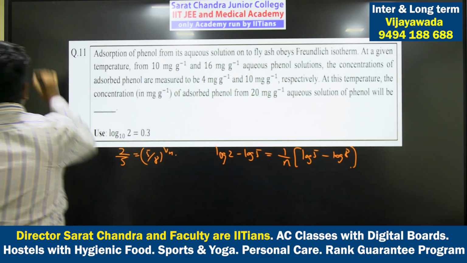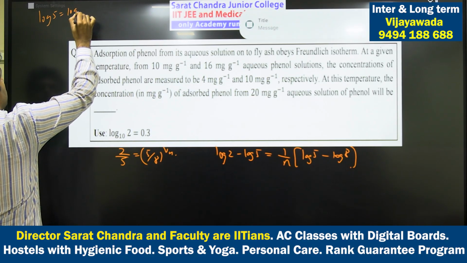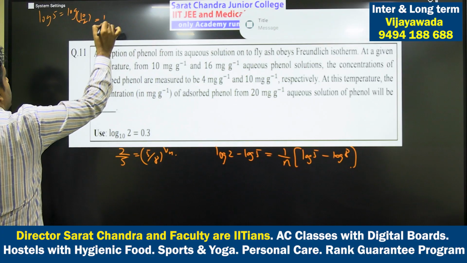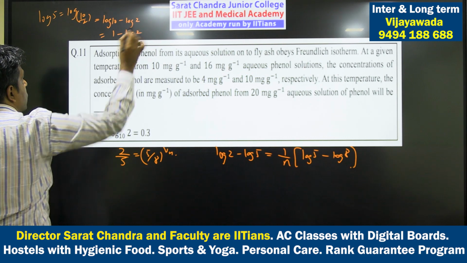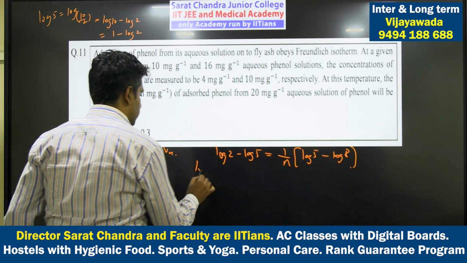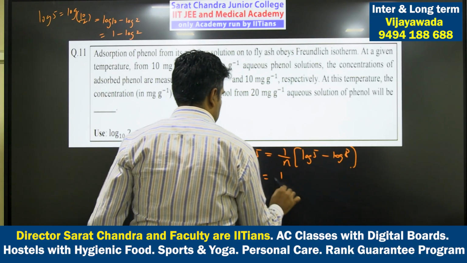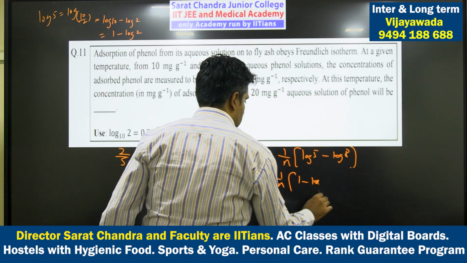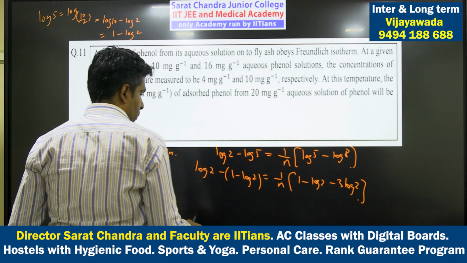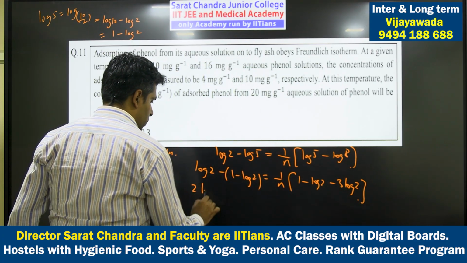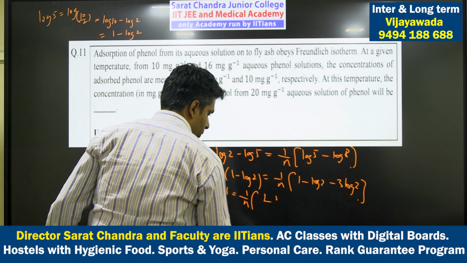Now log 5 can be written as log 10 by 2. That can be written as log 10 minus log 2. Log 10 is 1 minus log 2. So I am writing log 5 as 1 minus log 2. Log 2 value is given in the question. Log 5 is 1 minus log 2 and this is 3 log 2. So this will be 2 log 2 minus 1 by N of 1 minus 4 log 2.